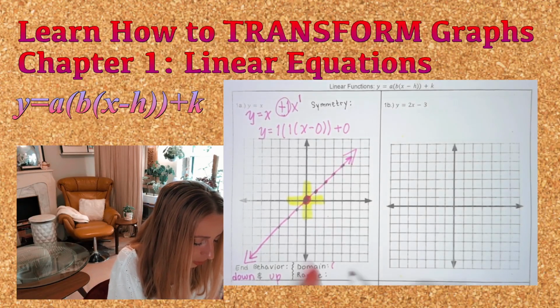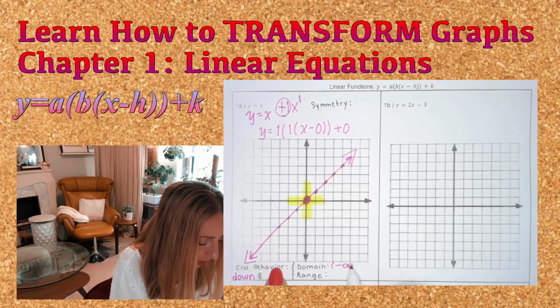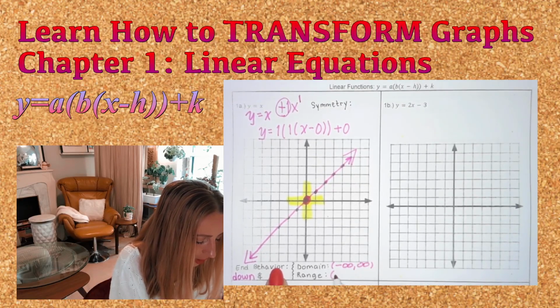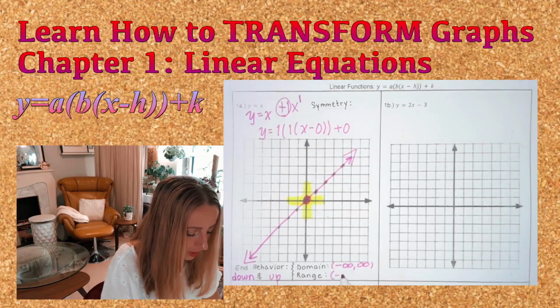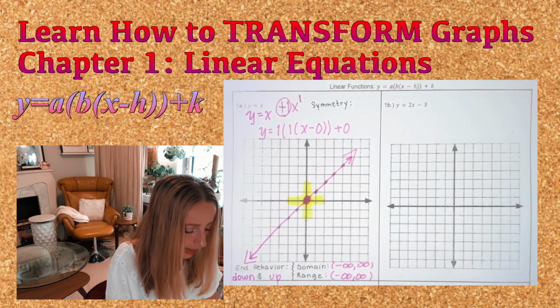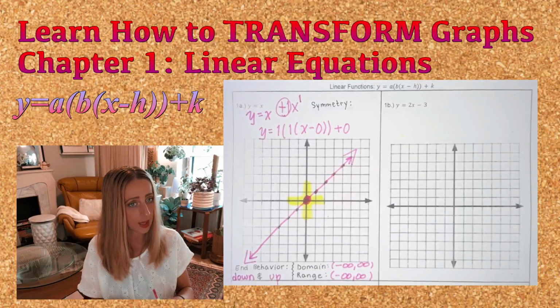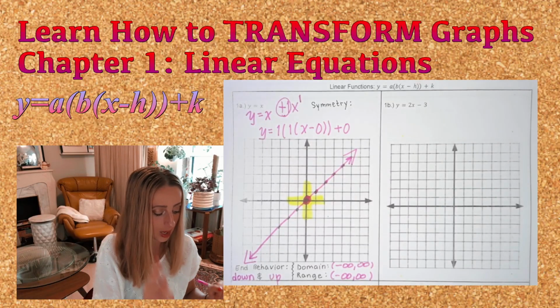Domain: the domain is asking you what x values are being used. From left to right, we cover every x value from negative infinity to infinity, and range, from bottom to top, is the same situation, negative infinity to infinity. So that is the end of introducing the, I lied, symmetry.